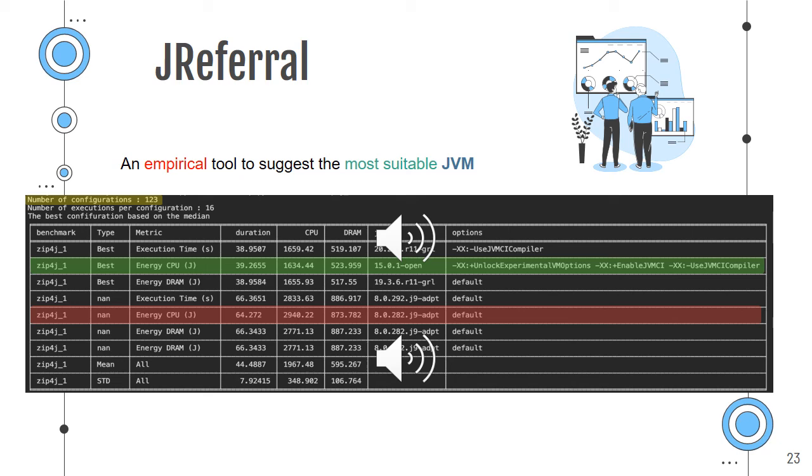As an example, we tried to reduce the energy consumption of Zip4J. So we used jReferral, and here it used more than 123 configurations between distributions, garbage collector, and JIT options. And as we can see, the most performant one was OpenJDK with Java 15. However, the most energy efficient one was actually GraalVM when we used the JVMCI compiler.